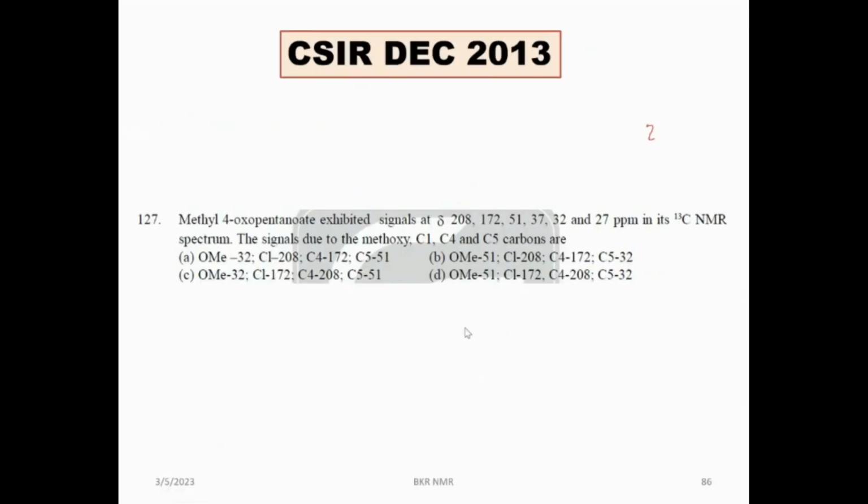What is the answer for this particular question? The first thing is you should draw the structure for methyl 4-oxopentanoate. So it is an ester with keto functionality in it. So first you need to write the structure. Okay. This is the structure. The ester will be named with the methyl and 4-oxopentanoate. So this is the structure of this particular compound.